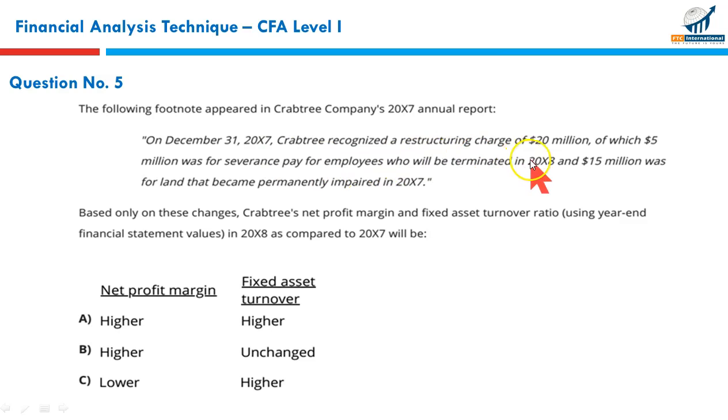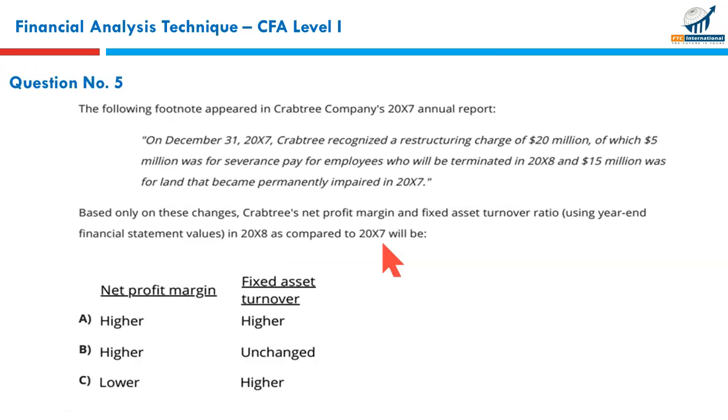Next, there was a land impairment of $15 million. 15 million was for the land that became permanently impaired in 2007. These are the two changes that happened in 2007. Based only on these changes, what happens to Crabtree's net profit margin and fixed assets turnover in 2008 as compared to 2007?